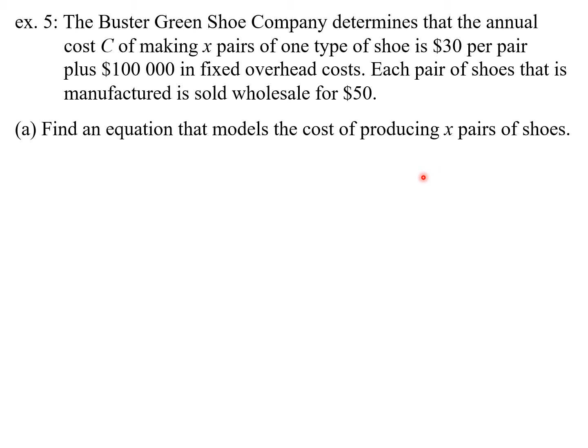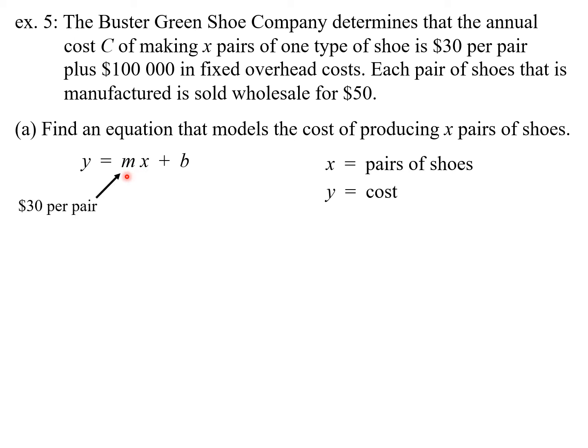Okay, we're going to write this in slope-intercept form. And we're going to let x be the number of pairs of shoes. And we're going to let y equal the cost. Because remember, we want an equation for the cost. And that depends on the number of shoes sold. Okay, now the rate of change is $30 per pair. So one pair of shoes you get $30, 2 pairs of shoes you get $60.